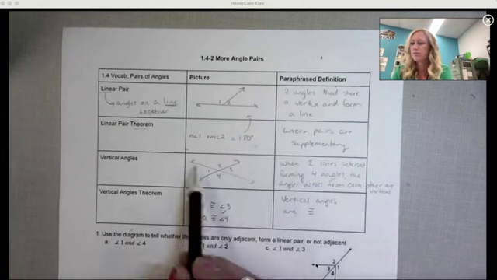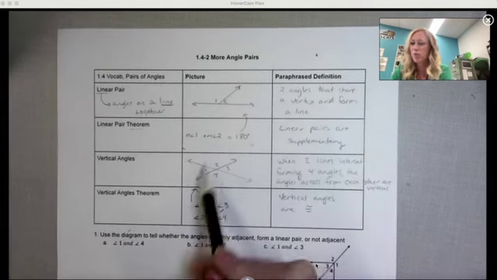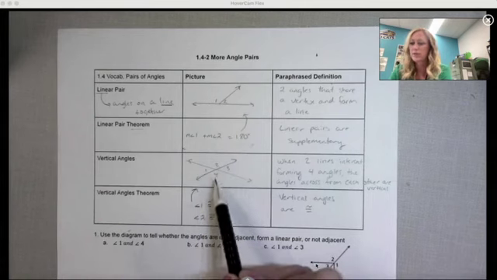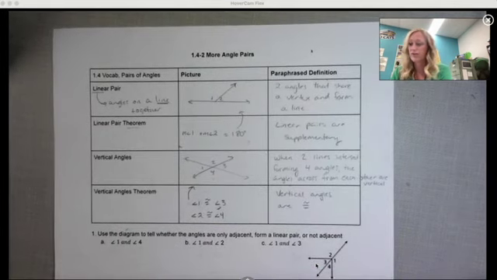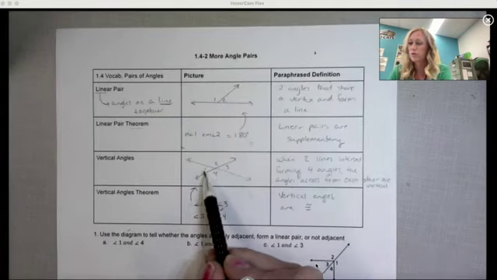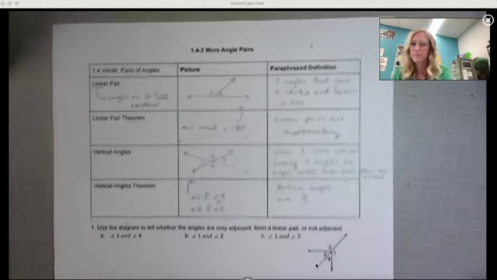Vertical angles are formed anytime I have two lines crossing. We get this kind of X, and I get four angles. The angles across from each other are called vertical angles. And then the property they share, the theorem, is that all vertical angles are congruent. So in this picture, angle 1 is congruent to angle 3, and angle 2 is congruent to angle 4.